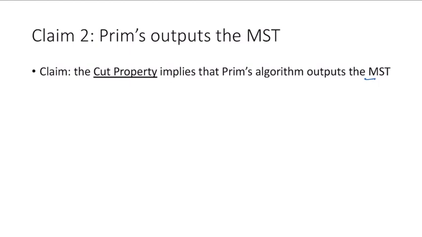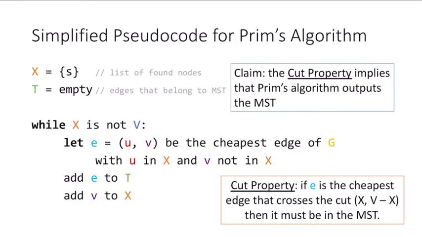Our claim here is that the cut property implies that Prim's algorithm outputs the minimum spanning tree. So why is that? Well, explicitly in every iteration of Prim's algorithm, we're always looking at the cheapest edge that crosses this cut. So let me highlight a couple of points here. It's the cheapest edge that crosses the cut where U is in X and V is not in X. So by the cut property, this edge has to be part of the minimum spanning tree.